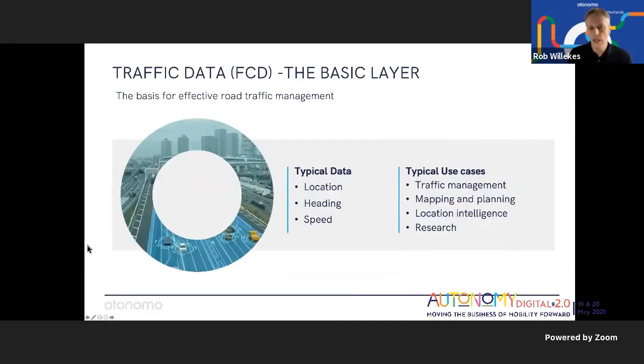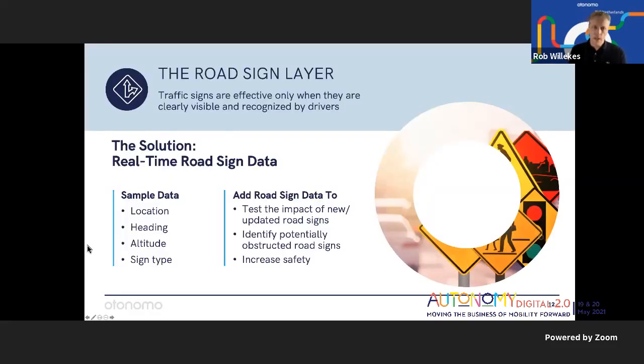So the basic layer is what we call floating car data, and it gives you the location of the car, the speed and the heading. So basically longitude, latitude, and you can use it for traffic management, coming back into an application or into a navigation device. It can give you location intelligence. Where do I need to build certain infrastructure, or even where do I need to build charging points? It can also be used for research. So it's not only real-time data, it can also be used in a historical manner. And that's for most of the information.